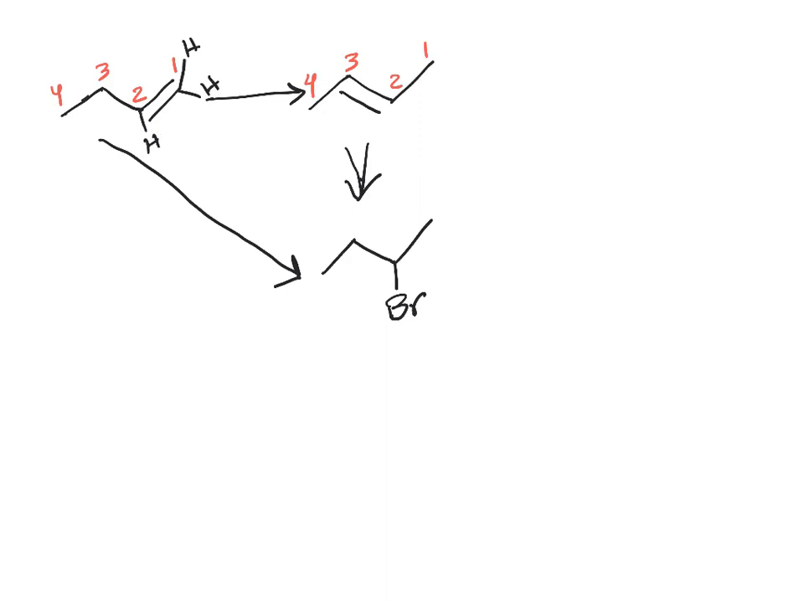So I have to add a hydrogen and a bromine. We need HBr. But is this Markovnikov or anti-Markovnikov? When you check the reactant, 1-butene, and the product, 2-bromobutane, you can see that we have to add hydrogen to carbon 1, the carbon with more hydrogens, and bromine to carbon 2, the carbon with fewer hydrogens. This is Markovnikov addition, and we need HBr.